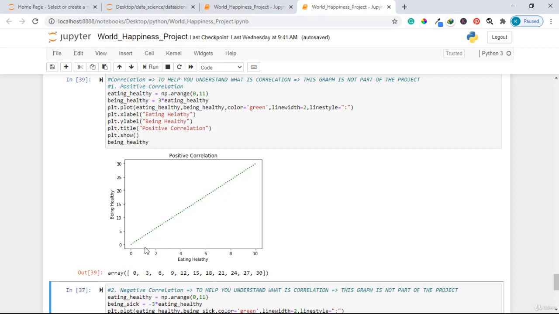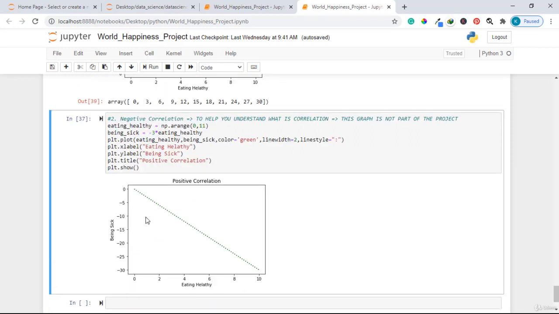So the values will go like this: 0, 0. If I have 1 here, we'll have 3 here. So it will be higher on the first point. If I have 4 here, here we'll have around 12. So it will be higher as compared to the previous points in this graph. So the graph will go like that in a straight increasing manner. And if I consider negative correlation, if I'm eating healthy, this other one is decreasing. So while I'm increasing, this other one is decreasing. That's why the graph is going like this, from up to down.